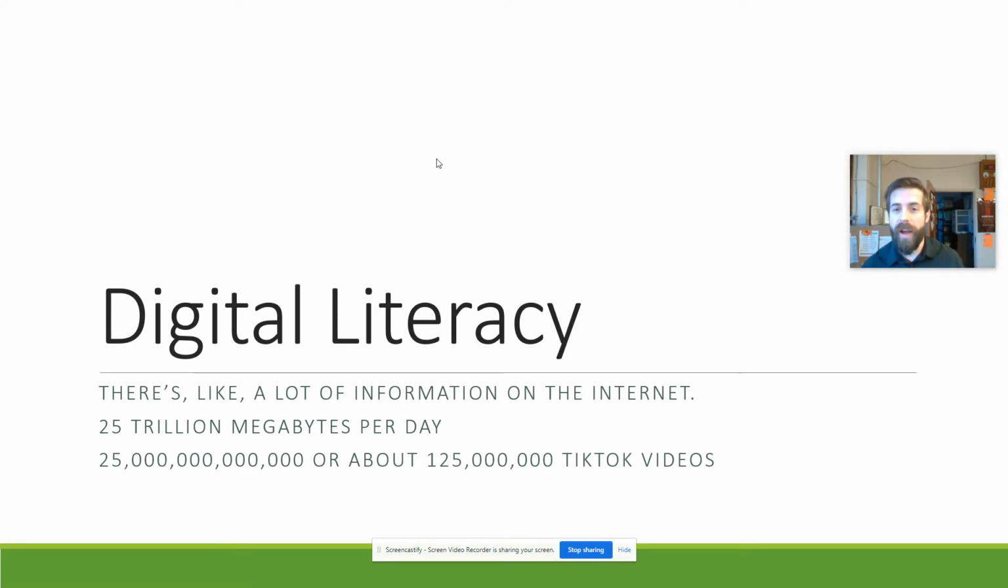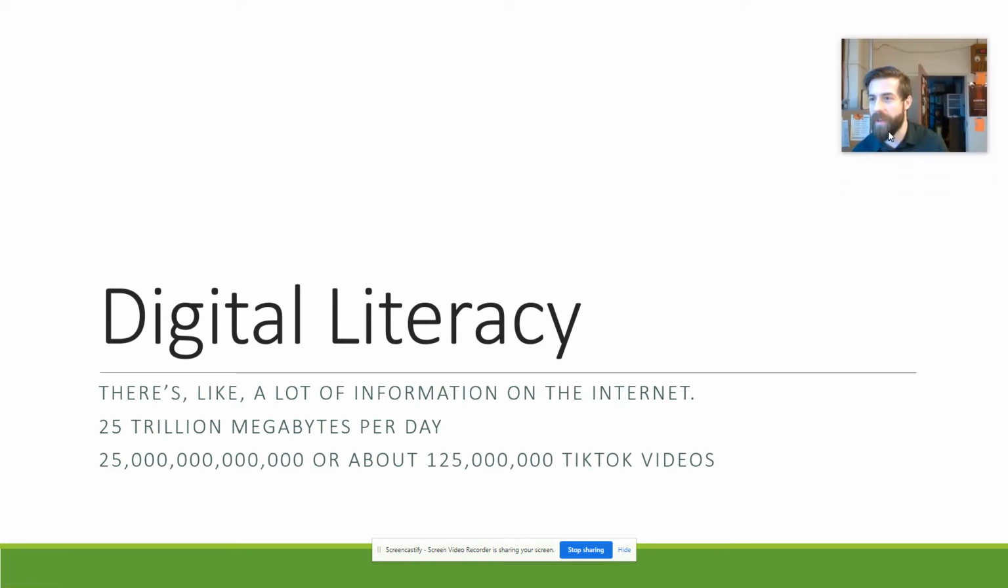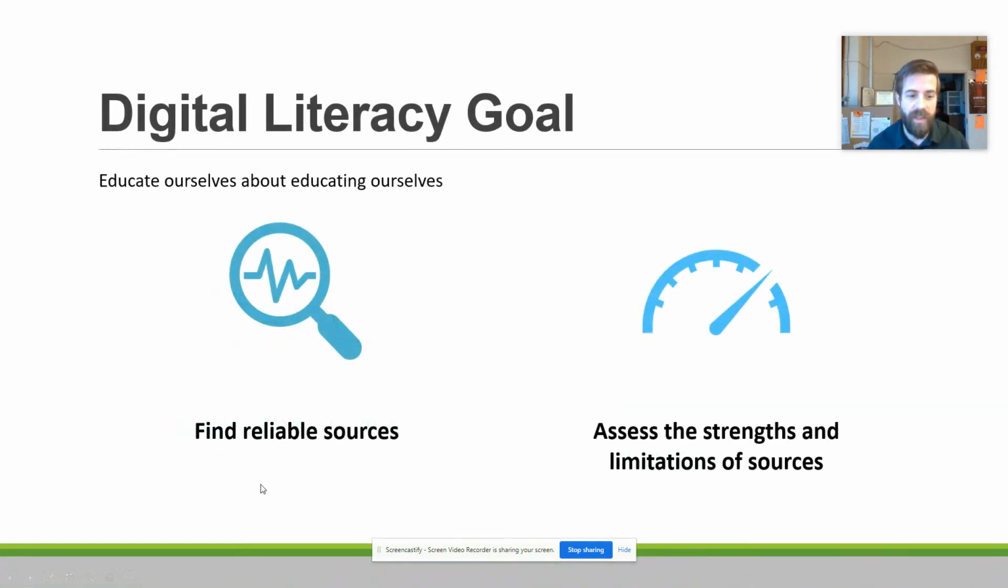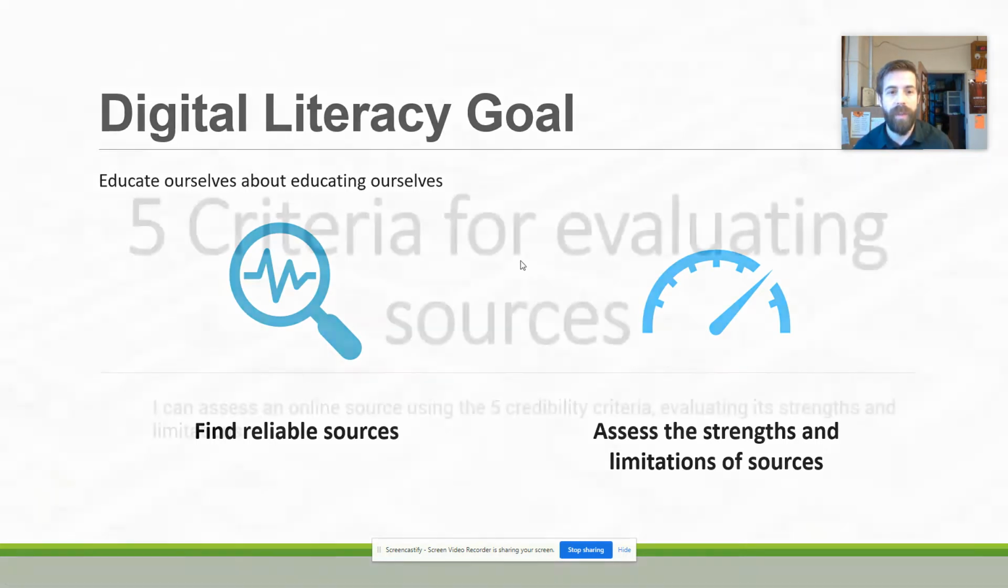And we've got to figure out how we, as citizens of this country and of this world, can filter through that crap to get to something worthwhile and helpful in our lives. So that's what our goal is for this next unit, is to be able to find reliable sources of information and then to assess those strengths and limitations of each source that we find.